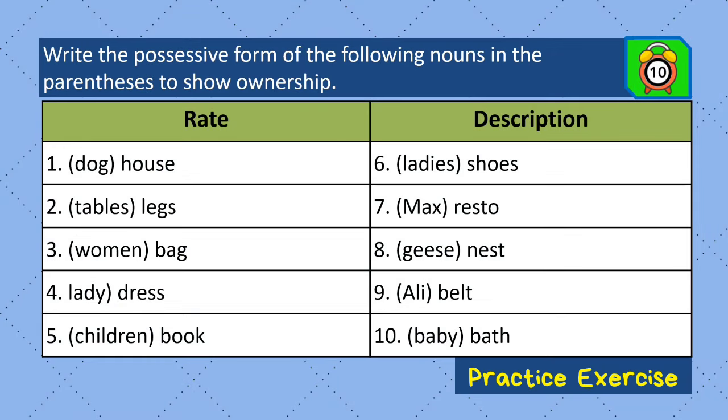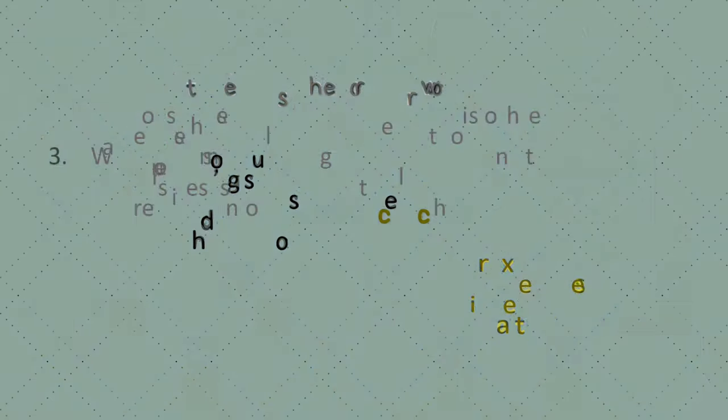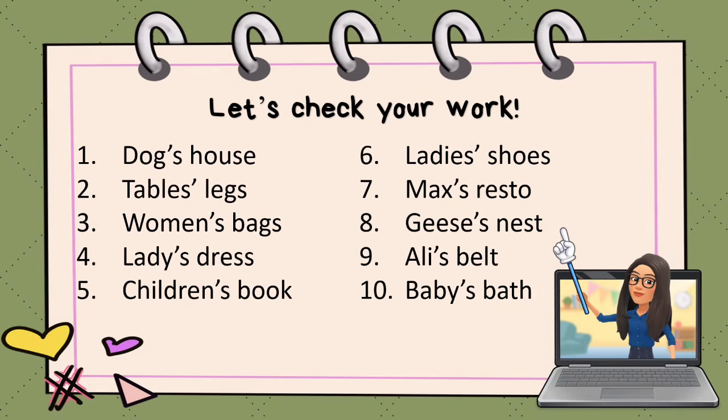Let's practice what you learned. Write the possessive form of the following nouns in the parentheses to show ownership. For example, number 1, we have here dog and house. So your answer should be dog's house. Now, I want you to do it on your own. Let's check your work. I hope you got it all correct.